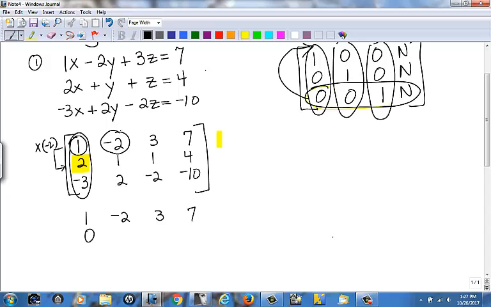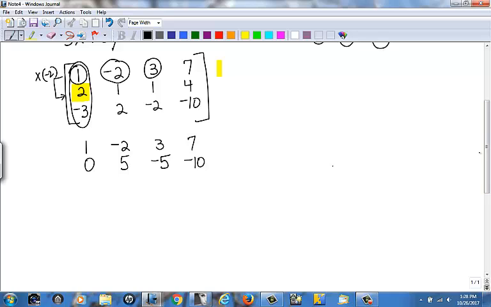Multiply this by -2. -2 times -2, 4 plus 1, 5. 3 times -2, -6 plus 1, -5. -2 times 7, -14 plus 4, -10. Okay? You multiply the top row by -2 and add it to the middle row. Okay? And now I'm going to leave that bottom row the same.